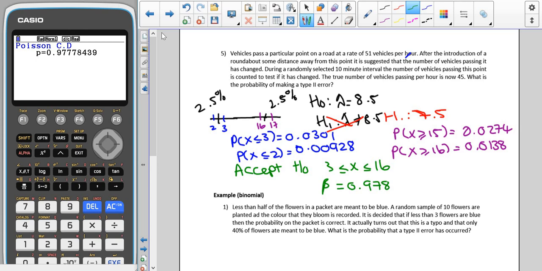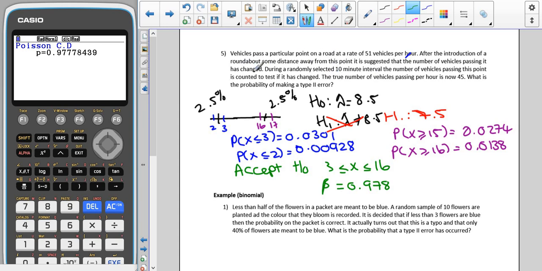You can see here that we're given the information for an hour, but we're actually wanting to look at 10 minutes. So we're going to have to divide our 51 by 6 to go from an hour to 10 minutes. That gives us 8.5 that we are using here in our H0. We're not given the accept or reject region, and we're also not given the significance level. But if you remember, if we're not given the significance level, or in the case of finding type 1 or type 2 errors where we're going to accept or reject, we are going to use 5%.